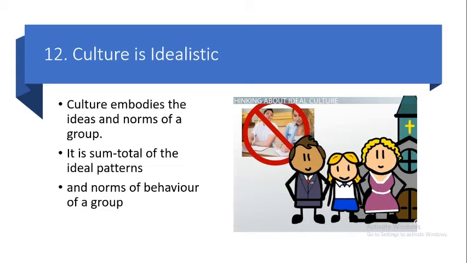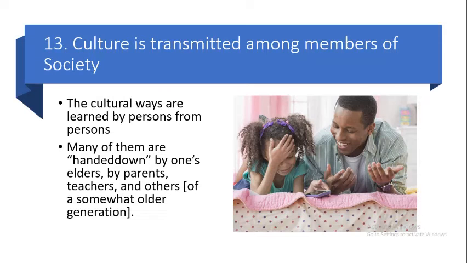The twelfth is culture is idealistic. Culture embodies the ideas and norms of a group. It is the sum total of ideal patterns and norms of behavior of a group. Culture consists of intellectual, artistic, and social ideas and institutions which the members of society profess and to which they strive to conform.